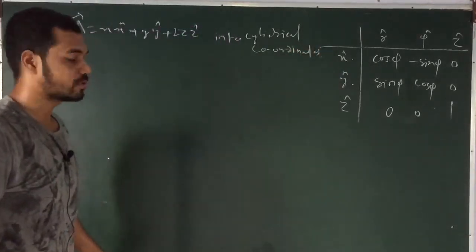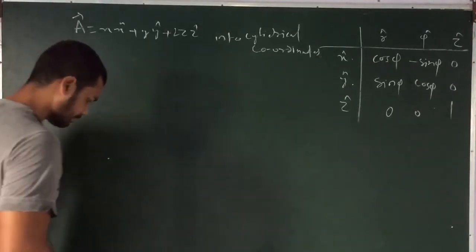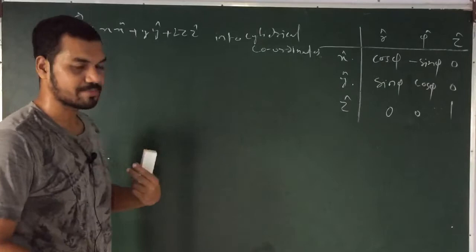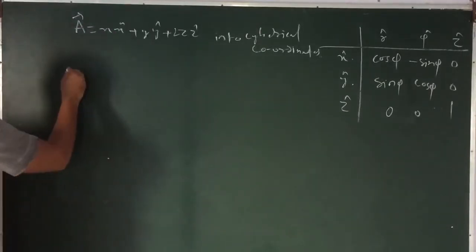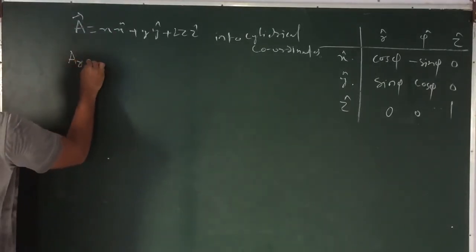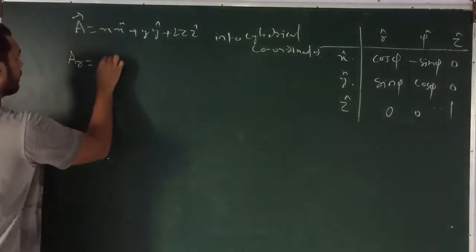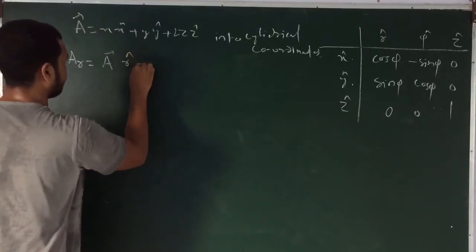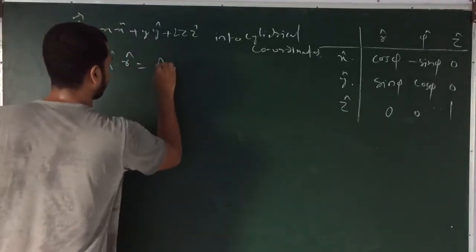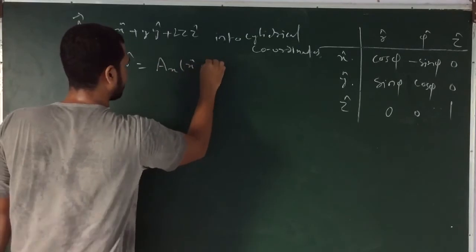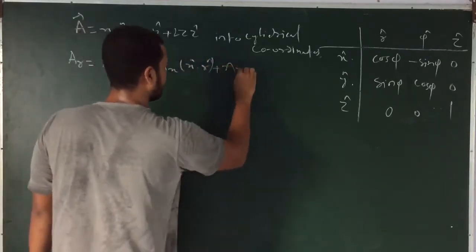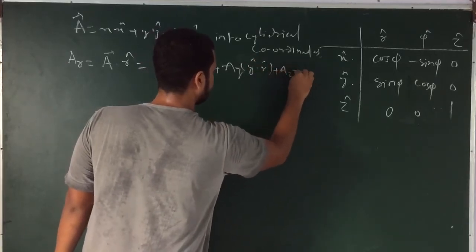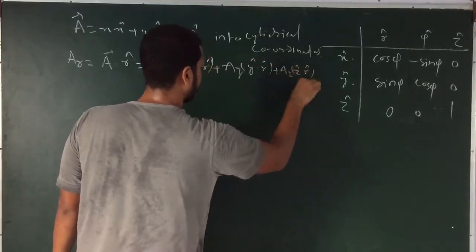Okay, to solve, we just have to follow these steps which I've already explained. So what are the steps? We have to calculate AR, which is nothing but A vector dot r cap, which will give you Ax x cap dot r cap plus Ay y cap dot r cap plus Az z cap dot r cap.